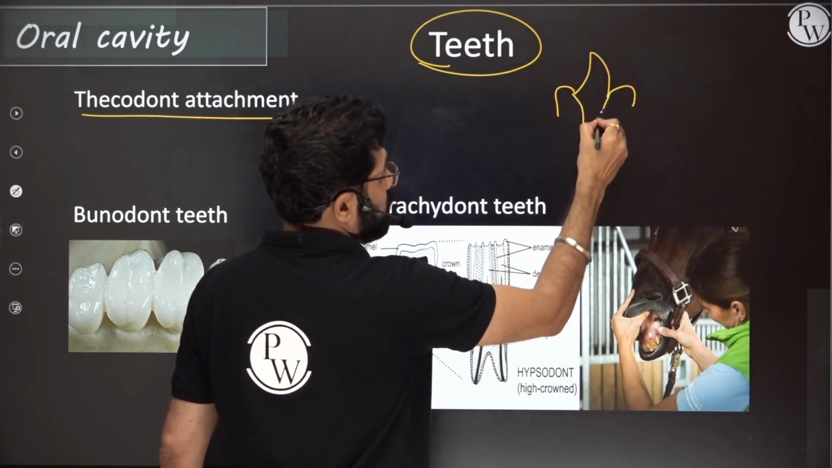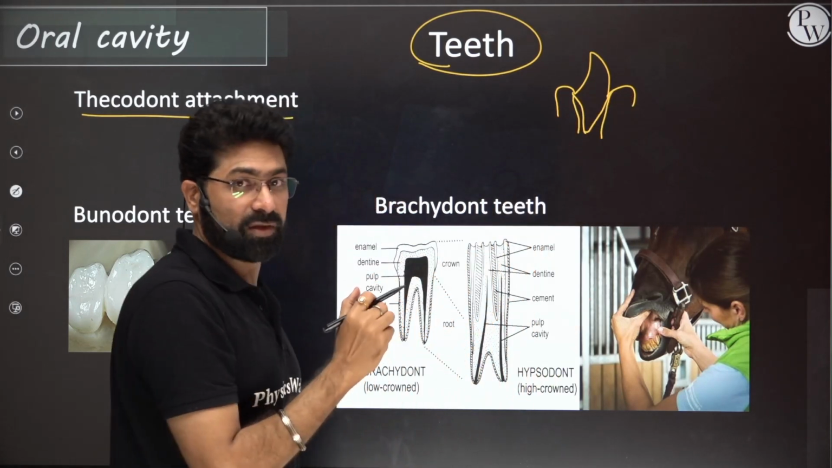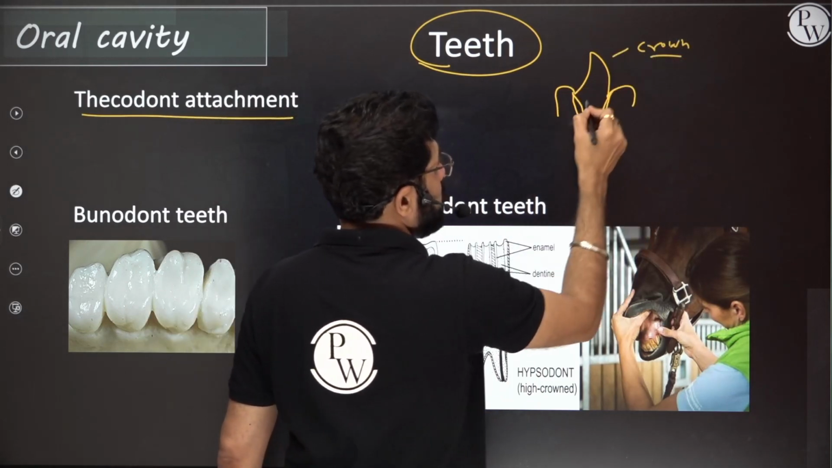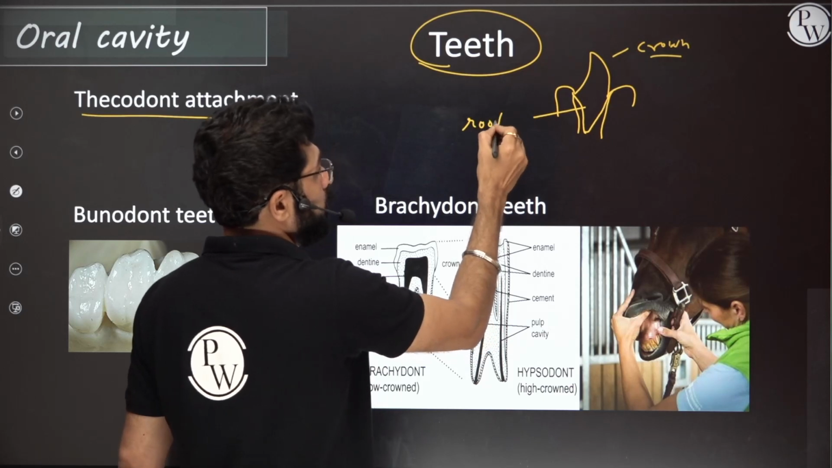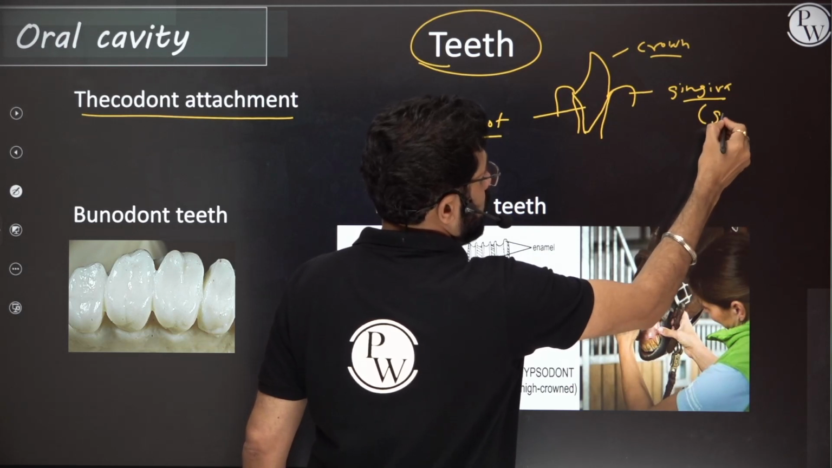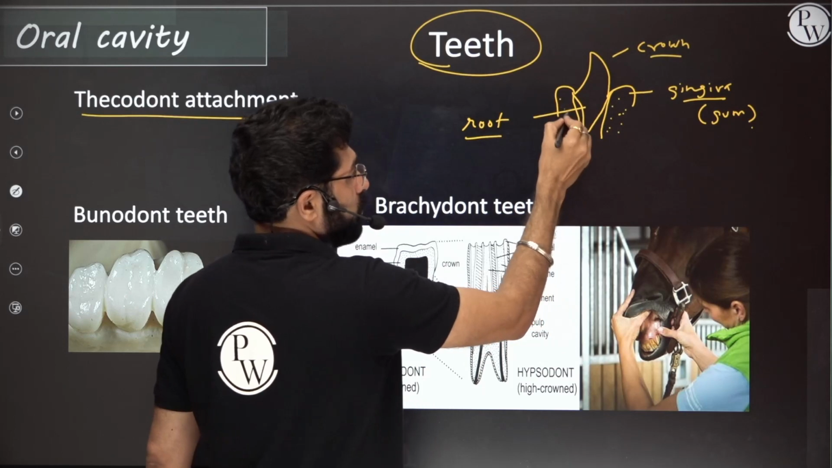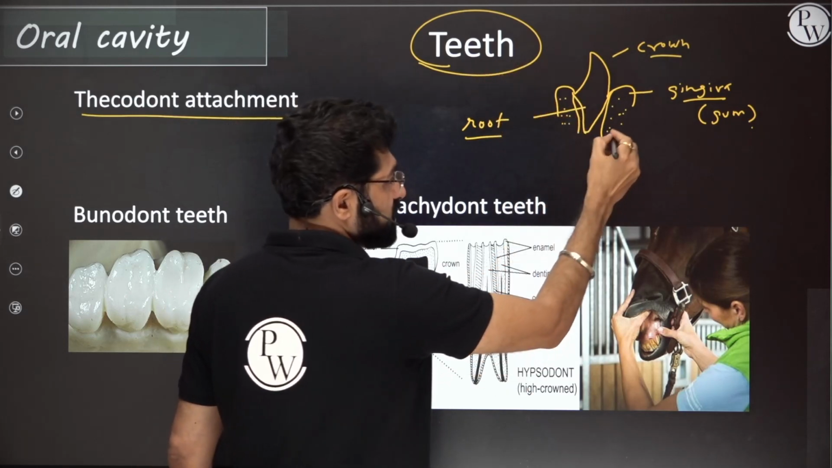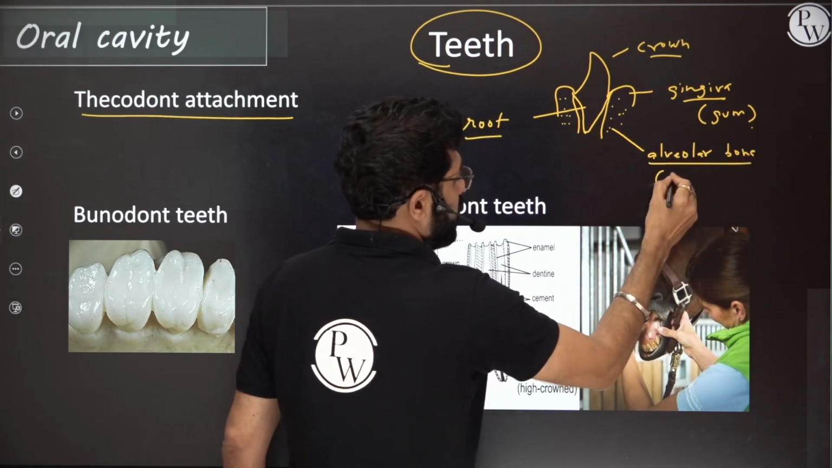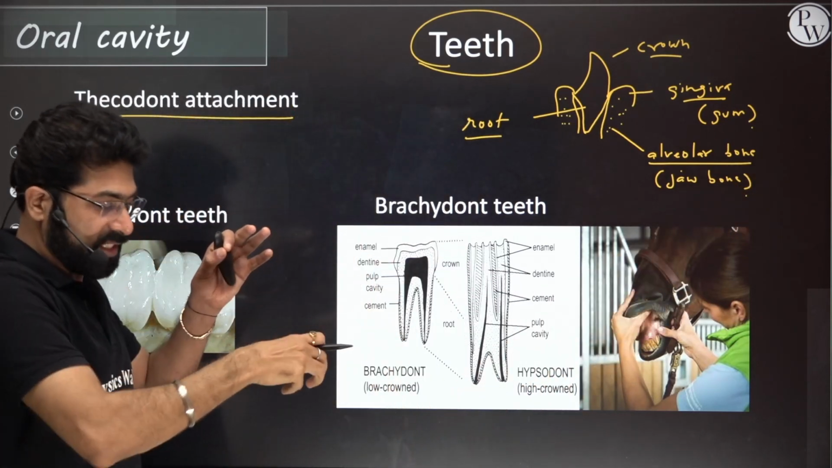This is the bone in which your teeth are placed inside the socket. So this is your tooth. This is the crown part of the tooth. And this is the root part of the tooth. This is the gingiva or the gums. And here is the bone in which the tooth is fixed. This is called the alveolar bone, or it is also called the jawbone. Is it okay with you? So teeth are fixed inside the socket.